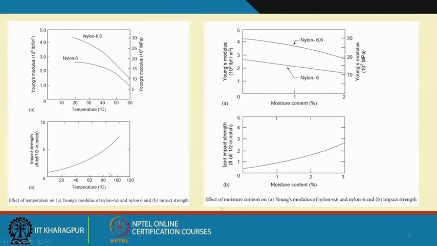However, you see the bottom graphs, these are for nylon 6,6. As you increase the temperature or as you increase the moisture content, your impact strength or the toughness goes up.